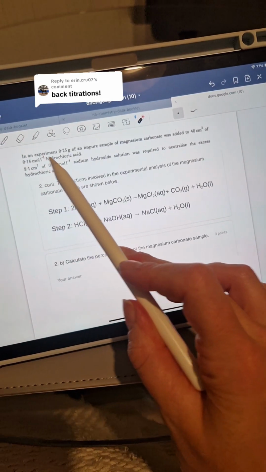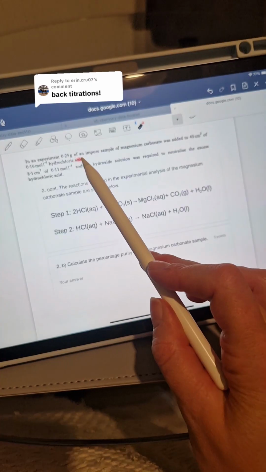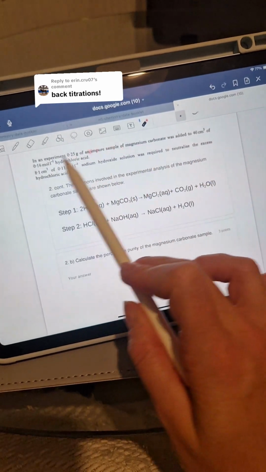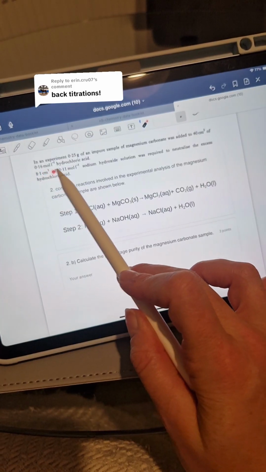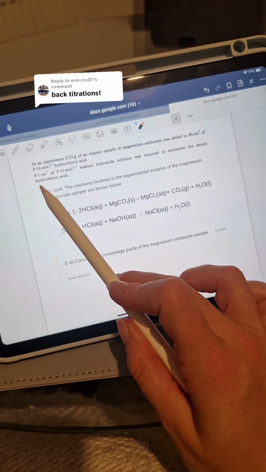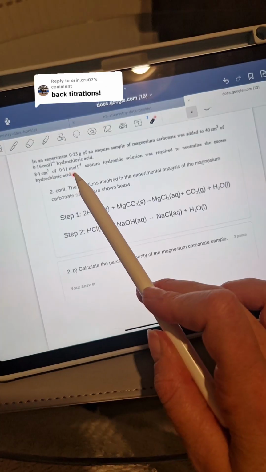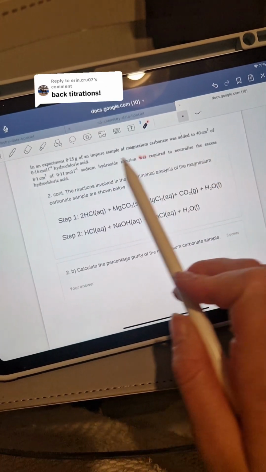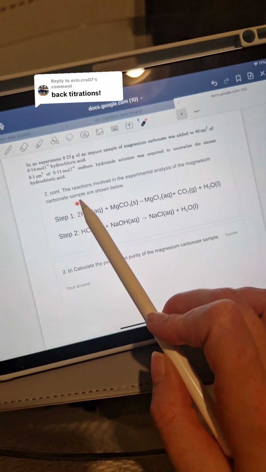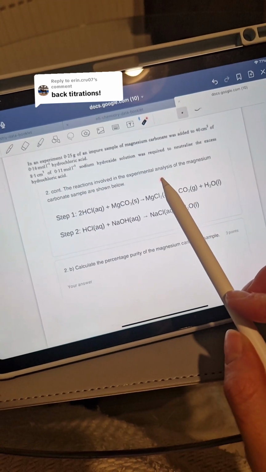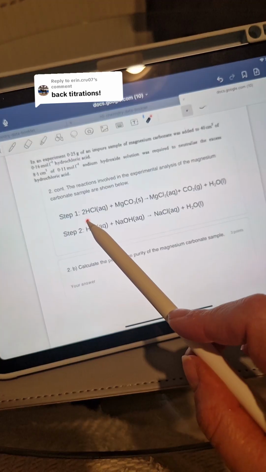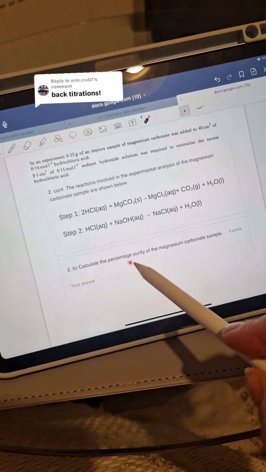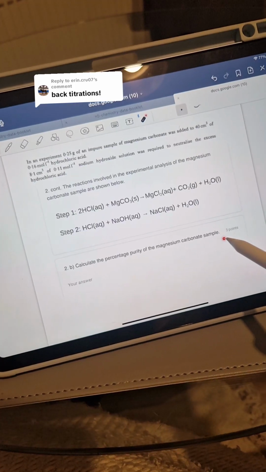So we have, in an experiment, 0.25 grams of an impure sample of magnesium carbonate was added to 40 centimetres cubed of 0.16 moles per litre hydrochloric acid. 8.1 centimetres cubed of 0.11 mole per litre sodium hydroxide solution was required to neutralise the excess hydrochloric acid. The reactions involved in the experimental analysis of magnesium carbonate sample are shown below, and there's our two reactions. And we're asked to calculate the percentage purity of the magnesium carbonate sample.